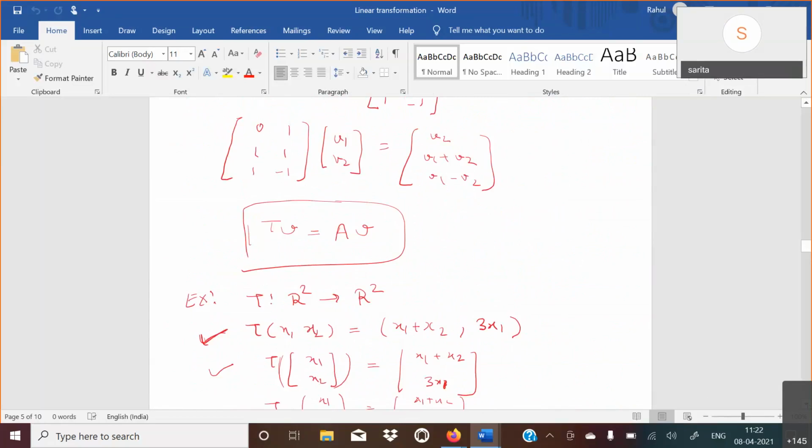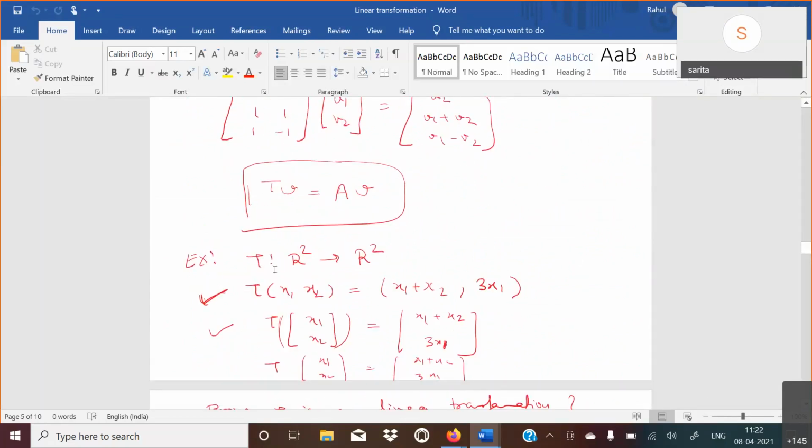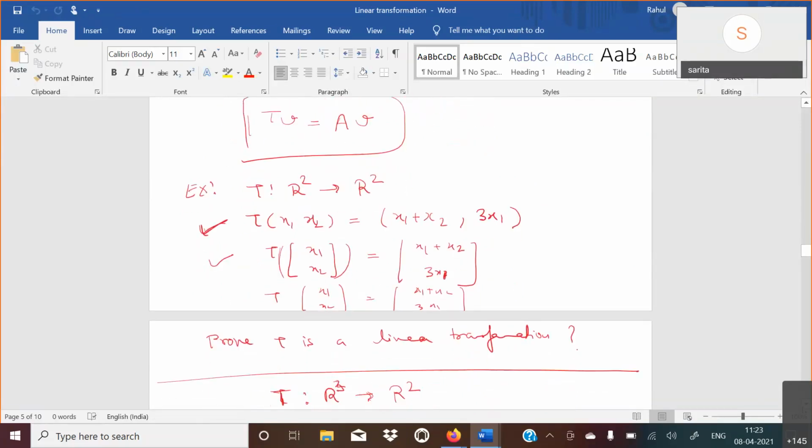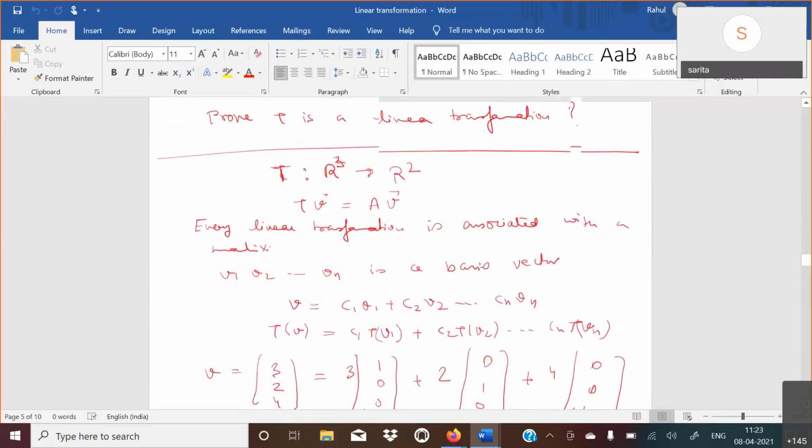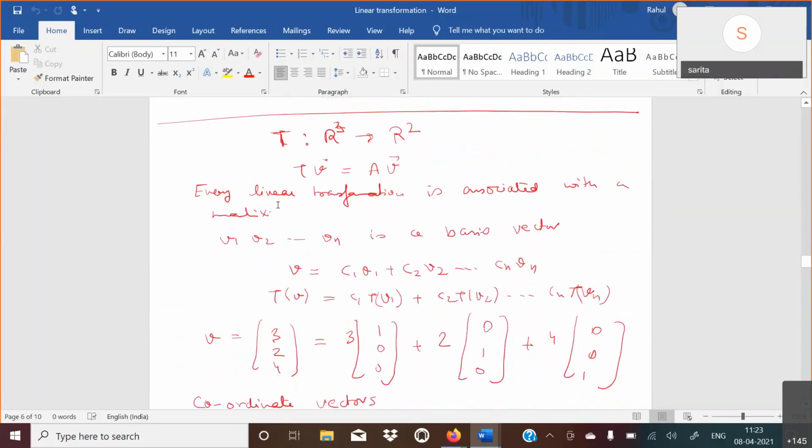There is one more thing I want to tell you. When you see different books, when we're writing a linear transformation T from R2 to R2 or any space, sometimes in some books or in questions I've seen that they use this notation. So when you write T(x1, x2), in an ordered pair, sometimes it is written like that. But even when it comes in this form, you know that we can always write it as T of x1, x2 in square brackets, and these two notations are the same. In some books they are using the first notation. So this is another thing: prove that T is a linear transformation. Then we said that every linear transformation is associated with a matrix.